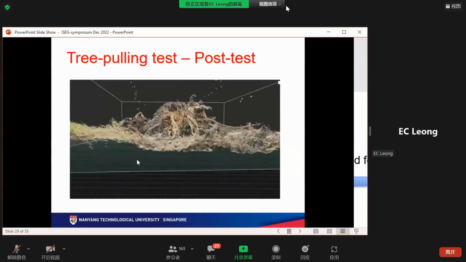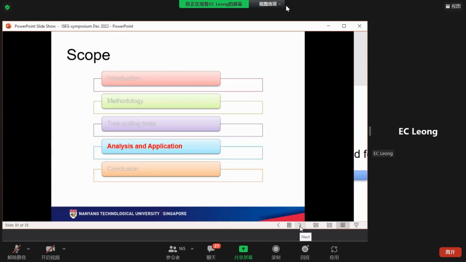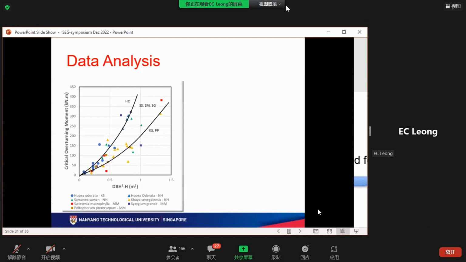So we will take a look at what type of analysis and how we apply the test results. Okay, so we have the pulling force, we can work out the critical moment at the base of the tree. So this is a compilation of all the test results. What we found is that there is some sort of relationship. You can see that it is not so easy because the root system is quite variable. It's different from tree to tree, even for the same tree species. The different tree species are represented using different color markers here.